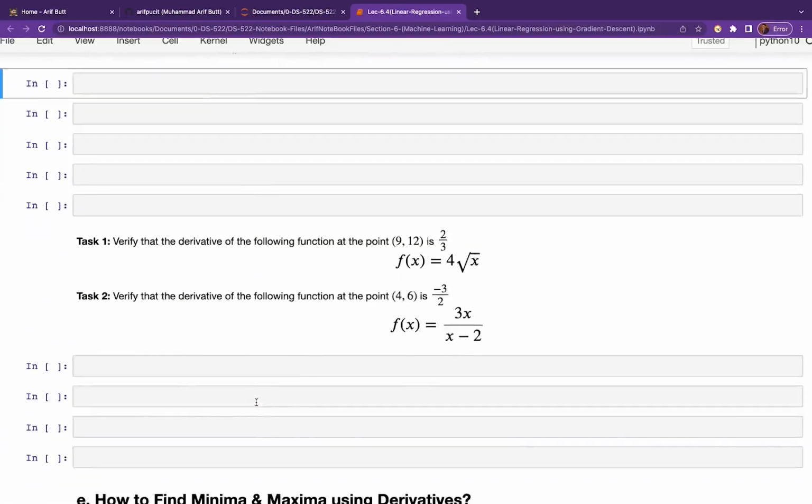Okay, my dear students, please do these two tasks at your own time. Use the first principle to calculate the derivative or slope of these two functions using paper and pencil, and then verify your answer using Python code. Later, to visualize, draw the graphs of these functions as well as the tangent lines at these specific points. And I am moving ahead.